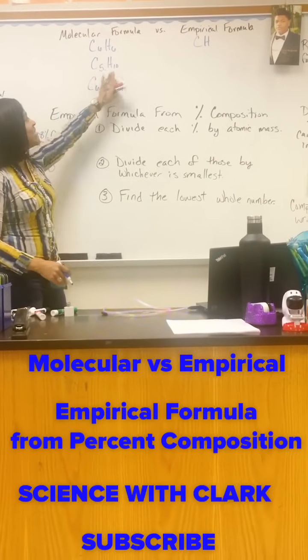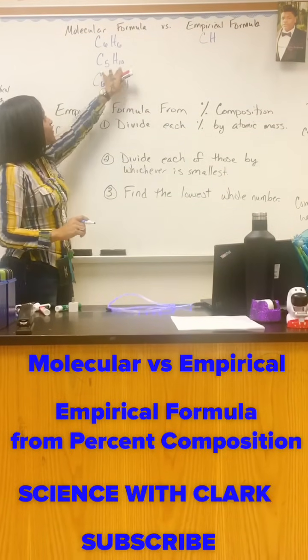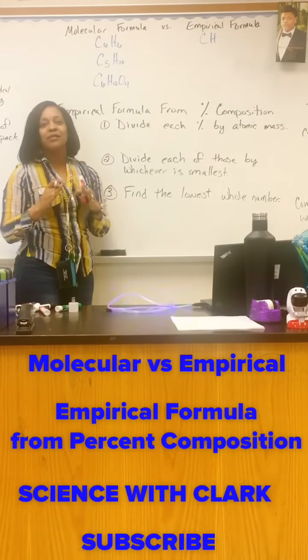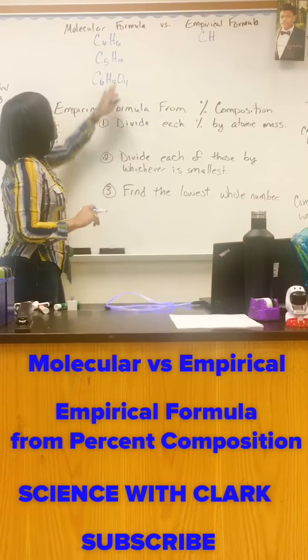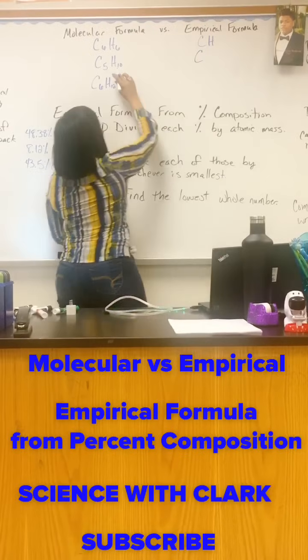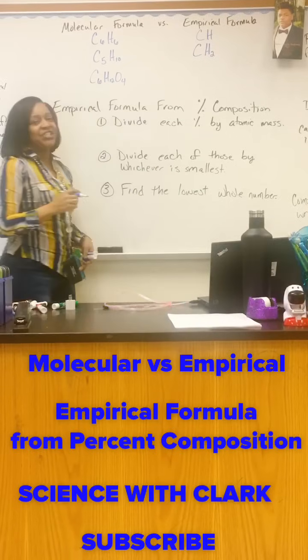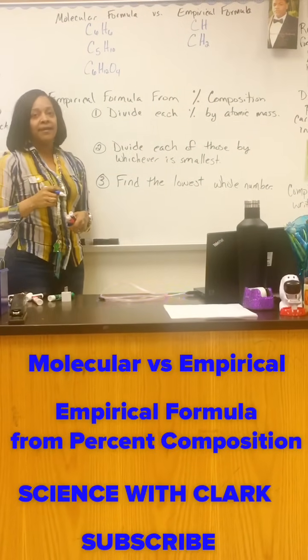So it is the simplest form of this formula. Now take a look at C5H10. What will we need to divide both of these numbers by to simplify those numbers? 5. So when we do that, 5 divided by 5, we will have 1 C, and 10 divided by 5, we will have 2 H's. Okay?